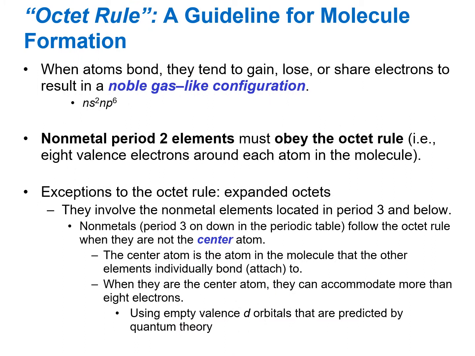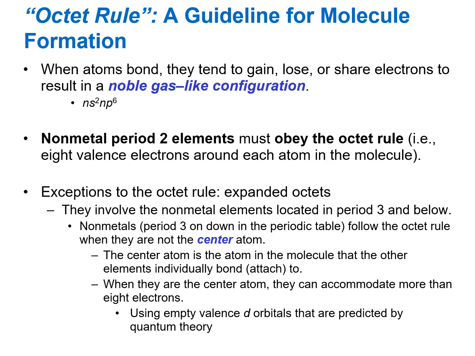So you've heard me mention the octet rule a few times. So what is the octet rule? Well, in short, the octet rule basically says that an element will undergo the gain of electrons, the loss of electrons, or the sharing of electrons in order to get 8 electrons in its outer orbital. And when it does that, when it gets those 8 electrons, it's moving towards a noble gas-like configuration.